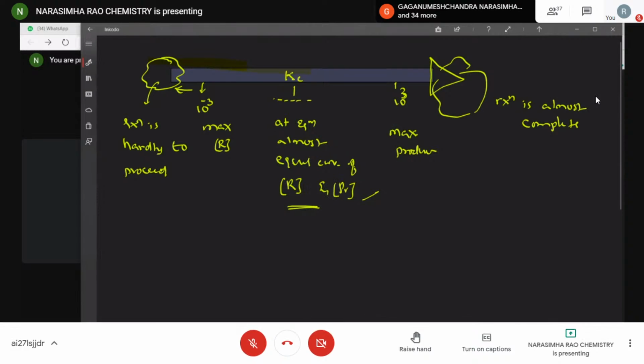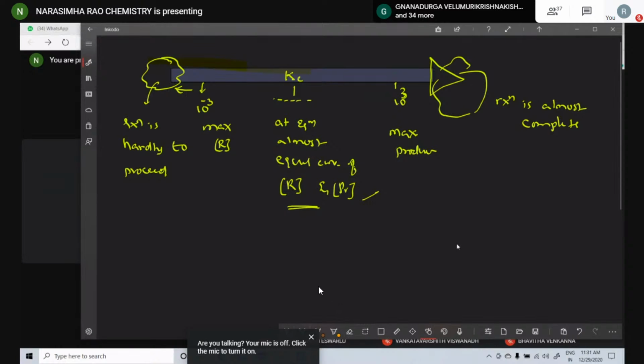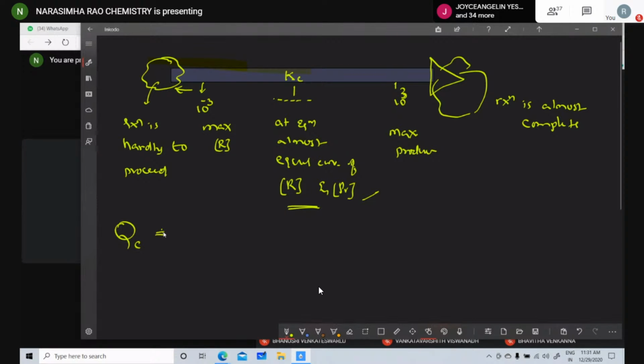Okay, right children. Now I am taking here 3 different factors. One more is there, children. First let me discuss about the Qc, reaction quotient. Qc means reaction quotient. It's clear, children.